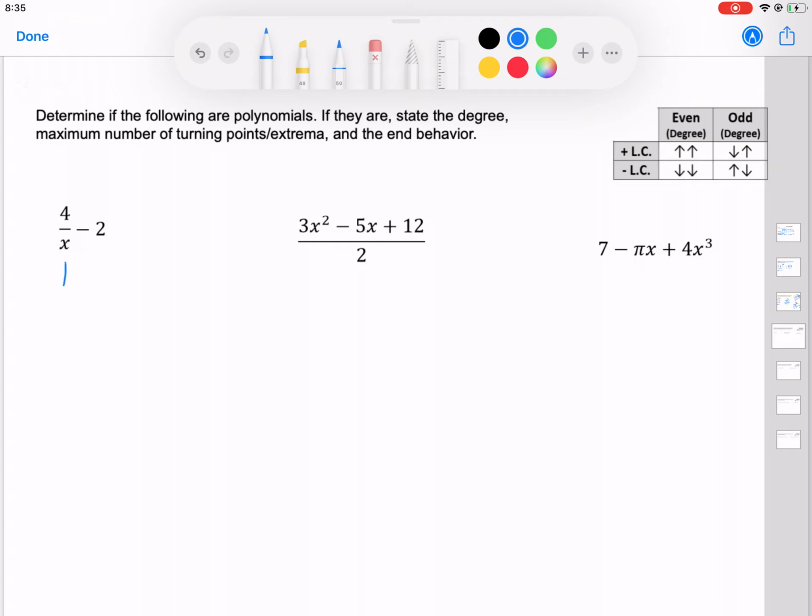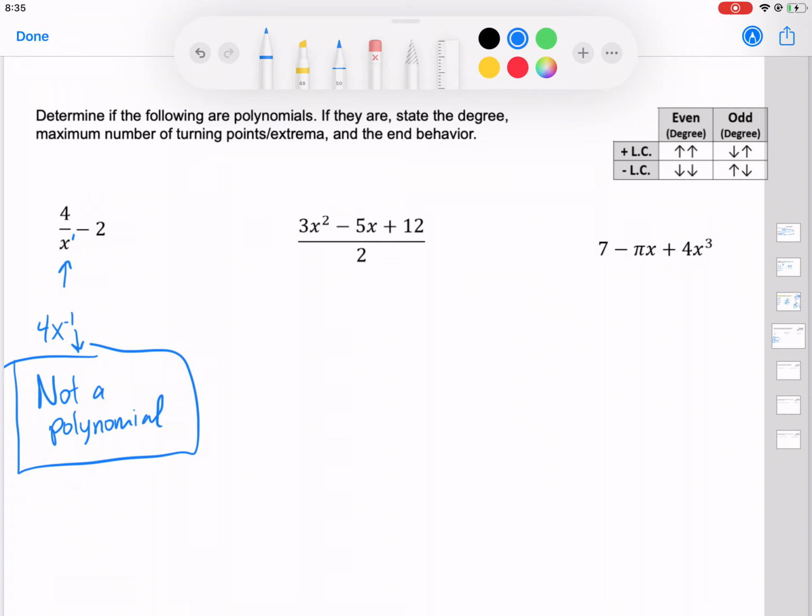Okay, this problem right here is tricky. A lot of people think the exponent is 1, when in fact, if you rewrite this, it would be -1. Therefore, this is not a polynomial. So we're just done with that one. If the variable's in the denominator, it's not a polynomial. This next one, there's no variable on the bottom, there's just a 2. So it's actually still a polynomial.